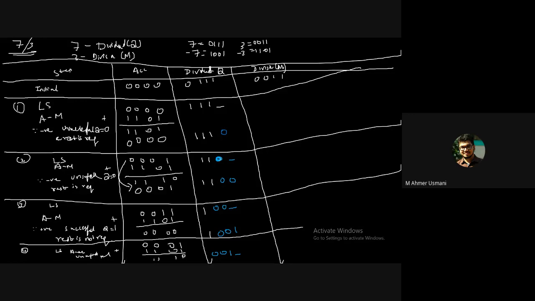1 1. So this number is negative. Thus this bit will become 0. I'll make this bit 0, I'll make this bit 0. And I'll restore the previous number, which was 0 0 0 1. So by getting this number 0 0 0 1, that means the remainder is what? The remainder is 1. And the quotient is what? 2. So I've got quotient, which is 2, and I've got remainder, which is 1. Is that clear?